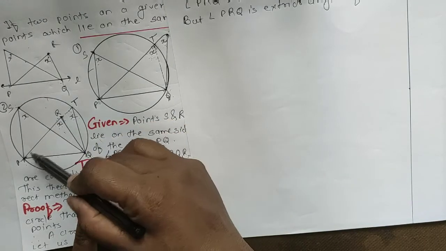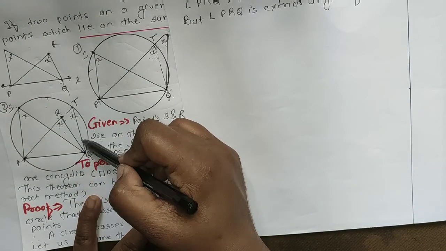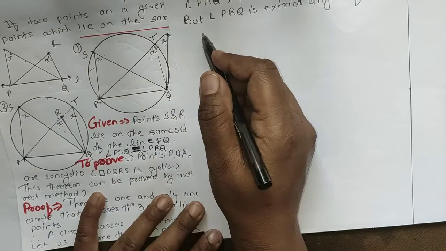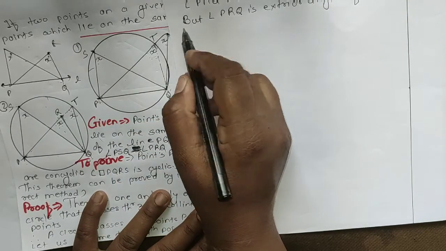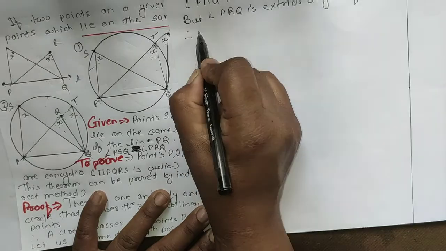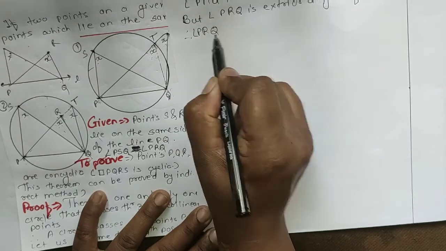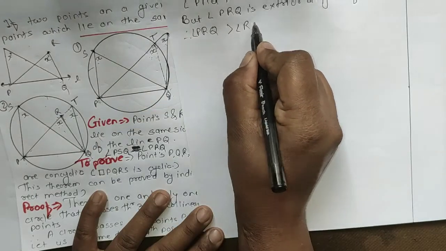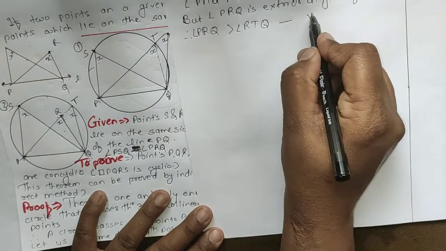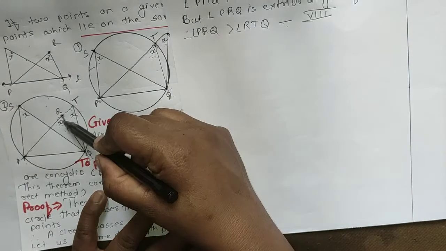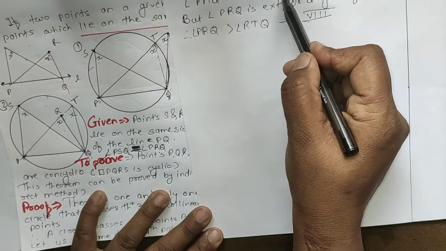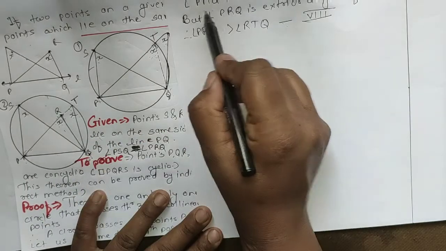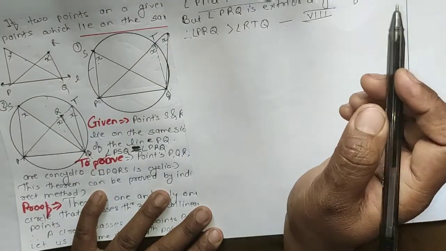And as we all know, the exterior angle is greater than either remote interior angle. So we write, therefore, angle PRQ is greater than angle RTQ. That is our statement number 8. This angle is greater than this. In the 7th statement we are saying that this PRQ is congruent to PTQ. Okay, these are congruent to each other.